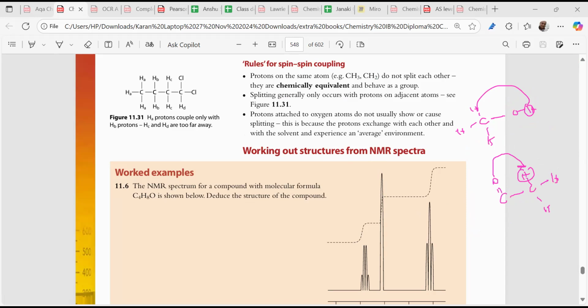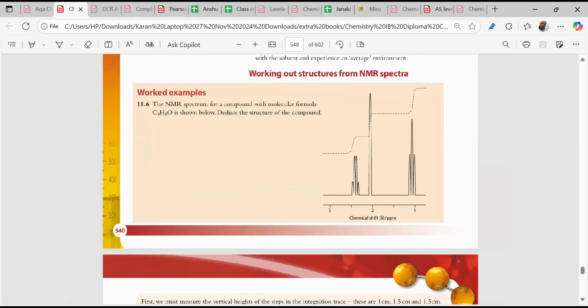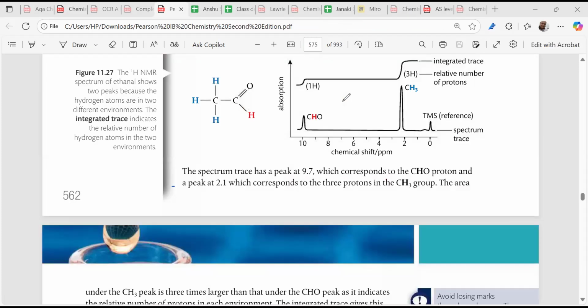Now you'll be getting the integrated trace. What is the integrated trace? Whenever we are talking about the integrated trace, this is very important. When we are seeing this ratio, it can be done by a scale. If you understood, it can be done by a scale.